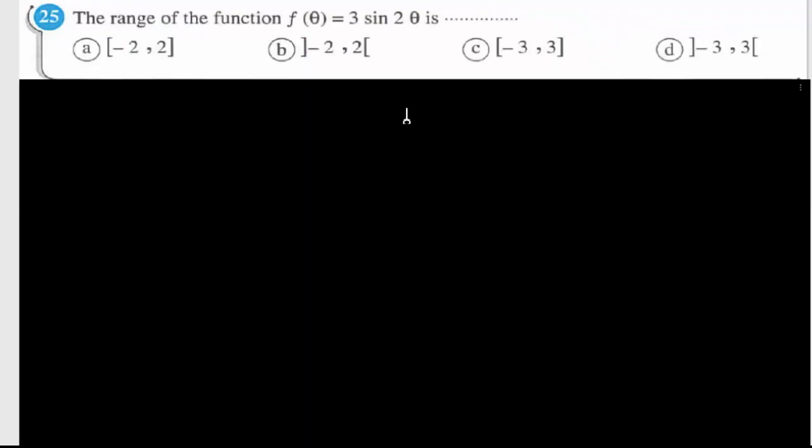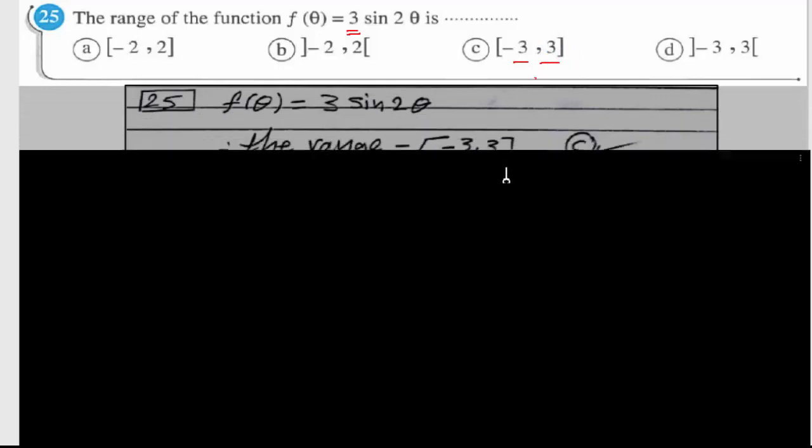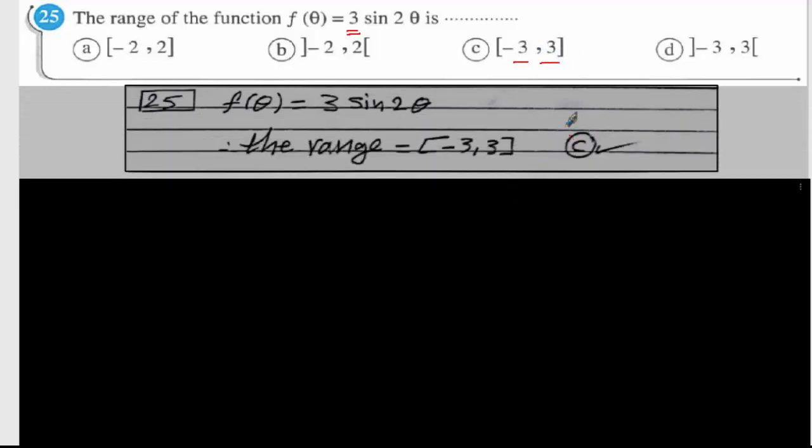Question number 25. The range of the function f of theta equals 3 sine 2 theta. Here we have the coefficient of sine 2 theta is 3. So the range equals the closed interval from negative 3 to 3. And we choose letter C here.